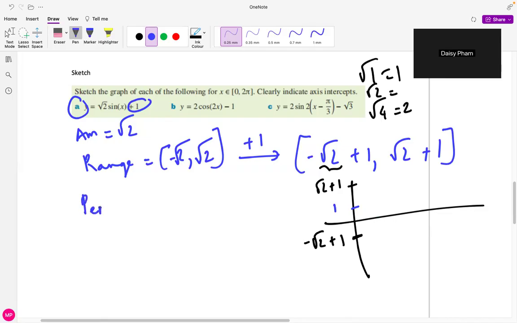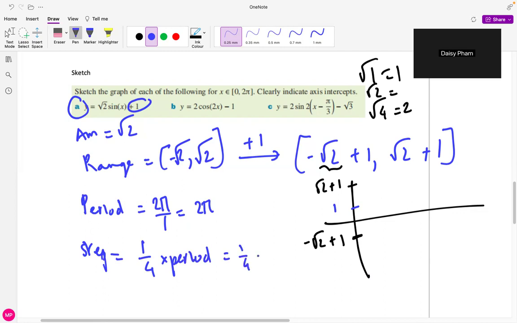The period is 2 pi over n, which is 2 pi over 1, is 2 pi, okay? The step will be a quarter times the period, which is 1/4 times 2 pi, which is pi over 2, about 1.6. So you know that you go by that step each time. So you start from 0, go pi over 2, pi, 3 pi over 2, and 2 pi. That's how you know the step. And the sine graph, we start from the middle, and they go up, middle, minimum, and middle. So they would go like that.